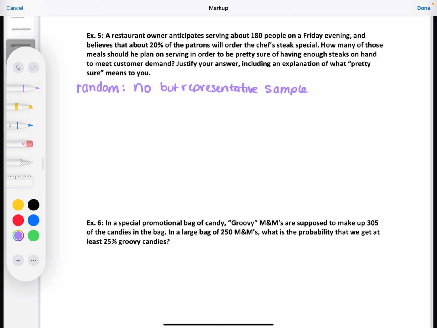Okay, 10% condition. Yes or no? I don't know, because how do we know how many people are going to go into this restaurant? Well, 180 is actually kind of a lot on a Friday night. But think about, like, let's just say this restaurant's in Newport News. How many people in Newport News could potentially show up? Everyone, it's definitely less than 10%. So check, because 180 is less than 10% of all potential.